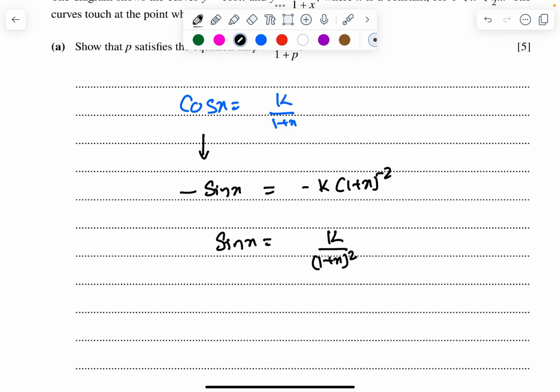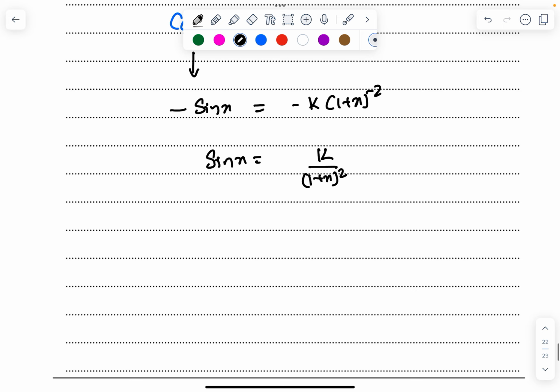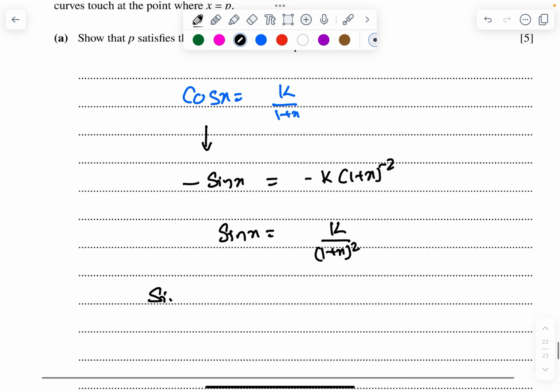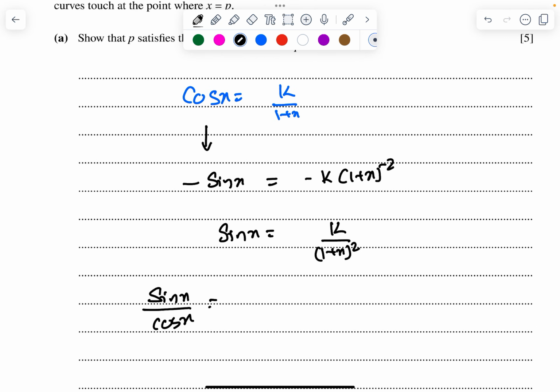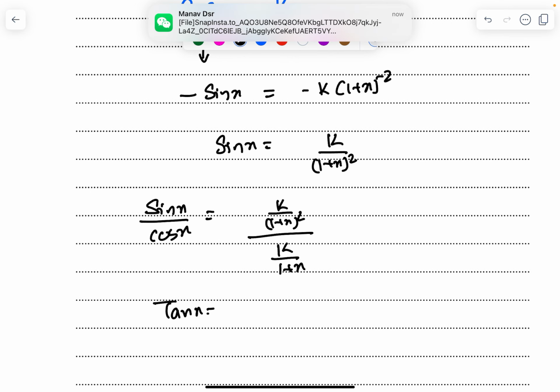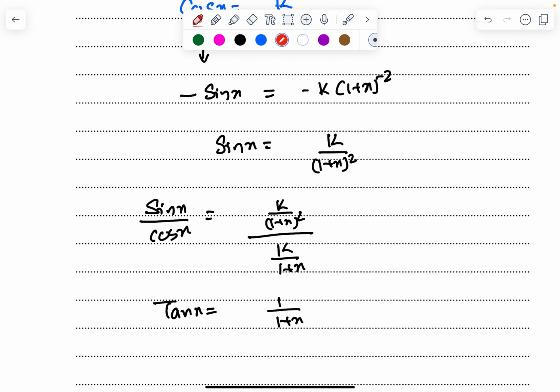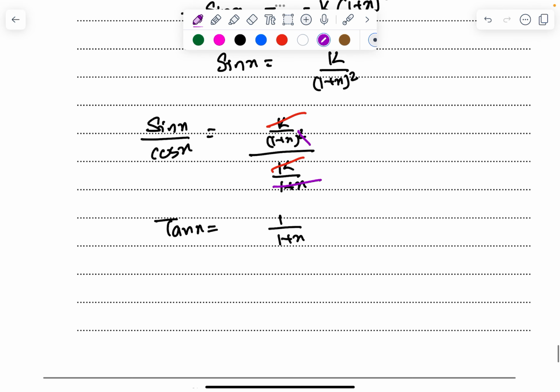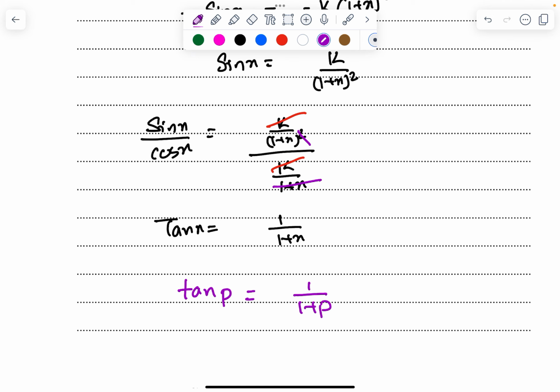So then what do I do? Sin x divided by cos x. Sin x was k upon 1 plus x whole square, cos x is k upon 1 plus x. So what do I get from there? Tan x. Tan x equals 1 upon 1 plus x, because k gets cancelled and 1 plus x and 1 plus x get cancelled. Tan x equals 1 upon 1 plus x. So tan p equals 1 upon 1 plus p.